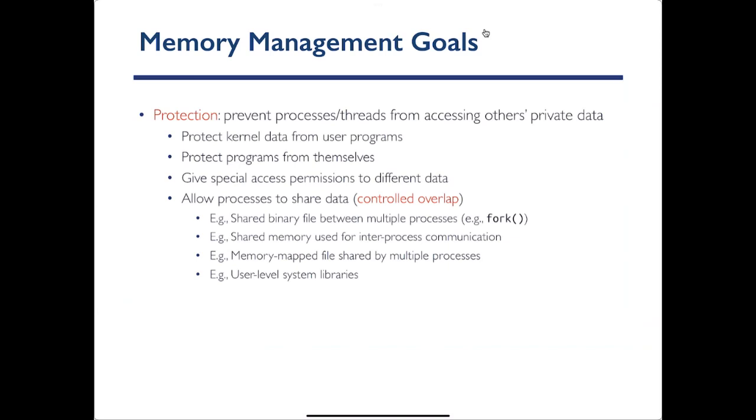Now, on top of protection, somewhat opposite to protection, we also want to allow sharing. So we want to have protection, but a relaxed protection that allows processes to share data. You have seen examples of memory sharing in 252, and also in the past lectures I mentioned certain things that would require memory sharing. So let's just look at a few examples.